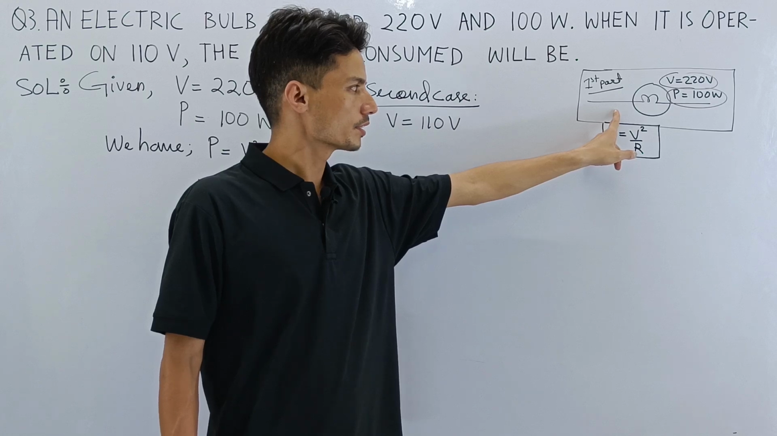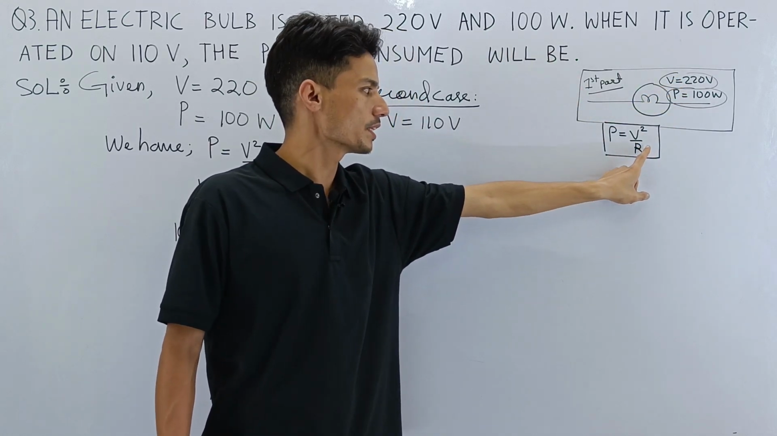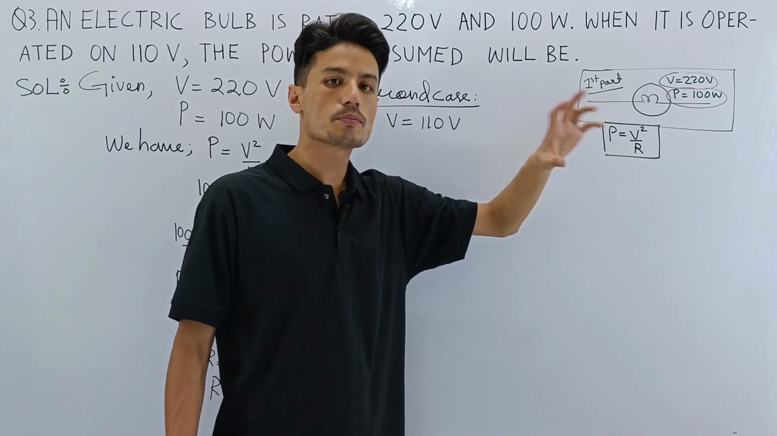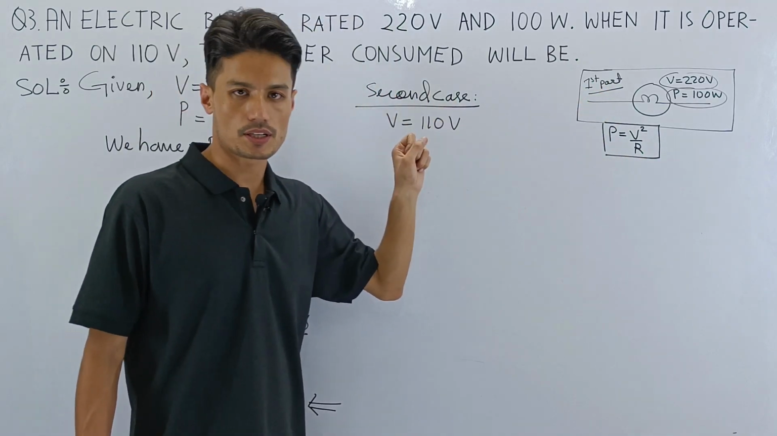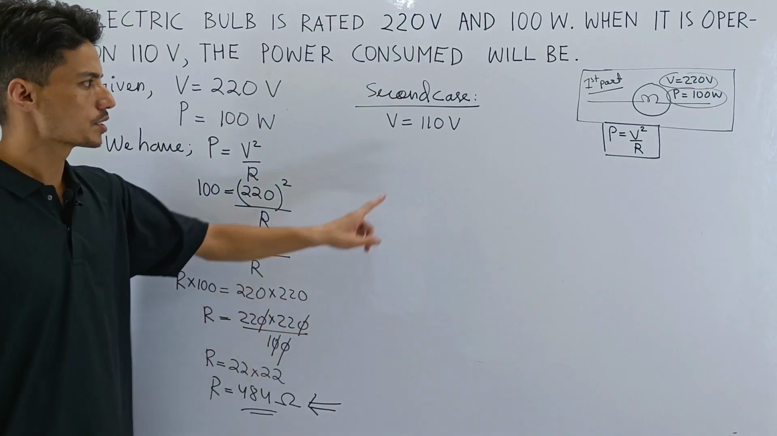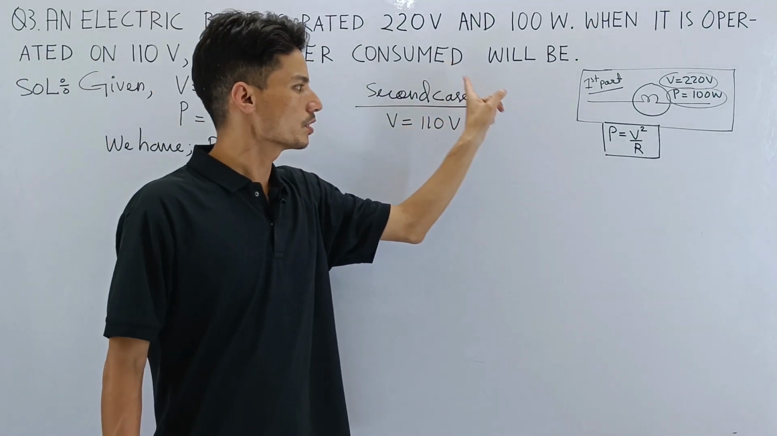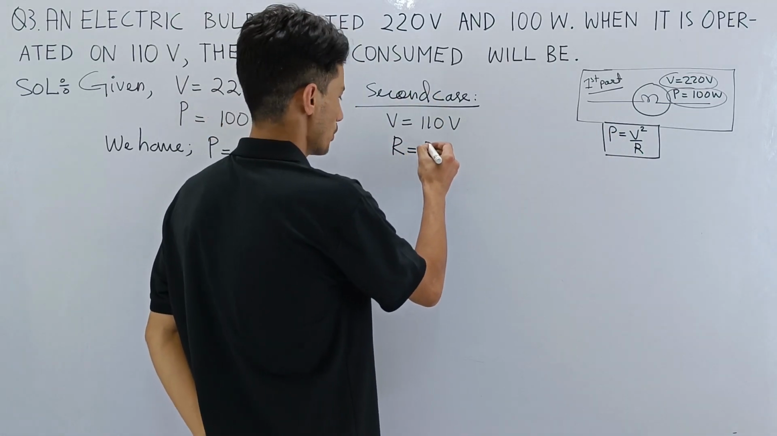From part 1, whatever value the question provides, get something from there. Use the formula and find the missing quantity. This missing quantity is going to help you in the second part. So from the first part we found R, and this R is going to help me find power in the second part.